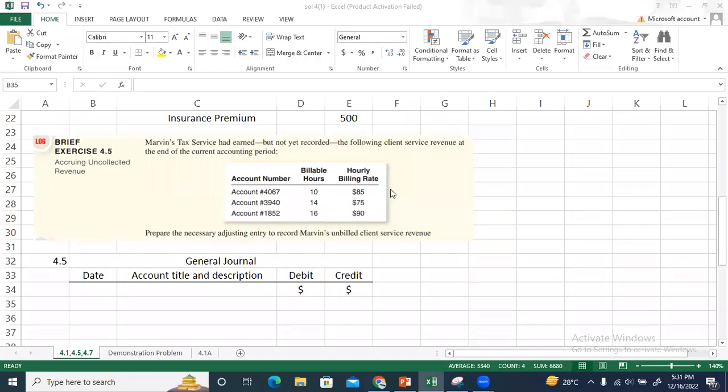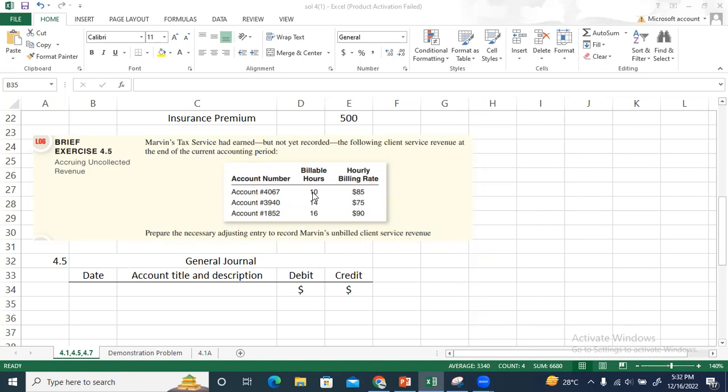So Marvin's tax service had earned but not yet recorded the following client service revenue at the end of the current accounting period. So this is their income. It's a tax service, and this is telling them this is the amount that they have earned from these customers. These are the billable hours, and this is the hourly billing rate. So if we want to first calculate the total amount that Marvin's tax service has earned from these three customers, we simply need to multiply these amounts.